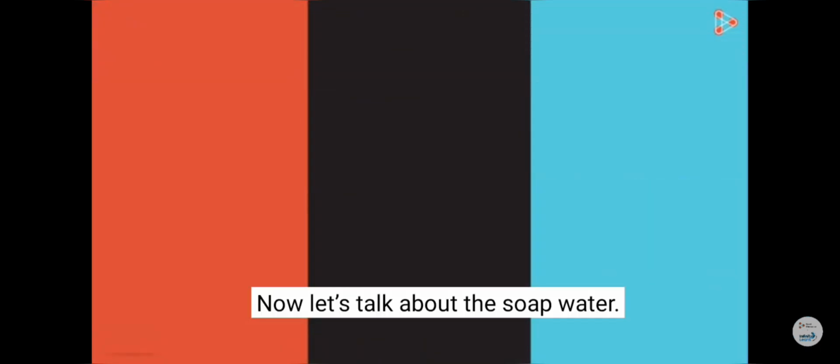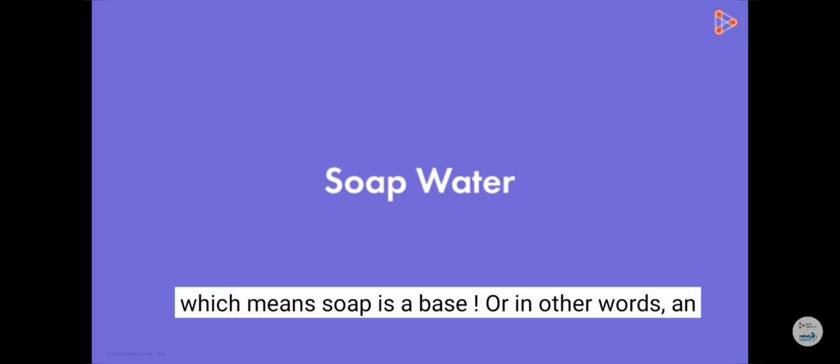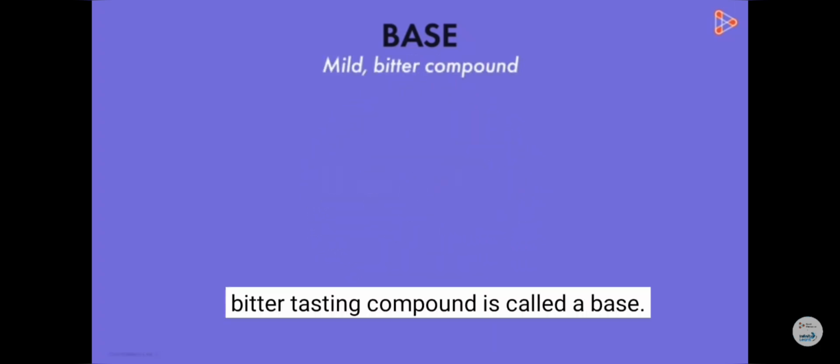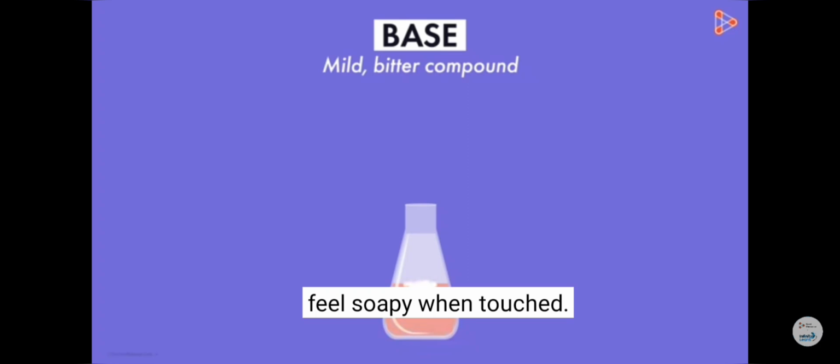Now let's talk about the soap water. What nature does it have? It is basic in nature, which means soap is a base, or in other words, an alkali. What do we mean by this? For now, all we need to know is that the mild bitter tasting compound is called a base. Bases, when added to water, give foam and feel soapy when touched.